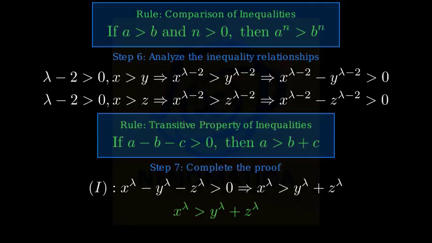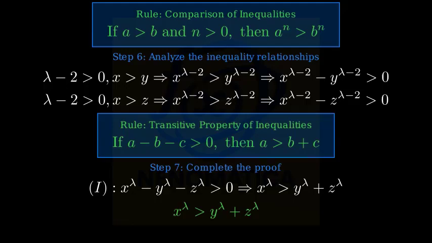This means that x to the power lambda minus y to the power lambda minus c to the power lambda is greater than 0, which we can rewrite as x to the power lambda is greater than y to the power lambda plus c to the power lambda. And that's exactly what we needed to prove.